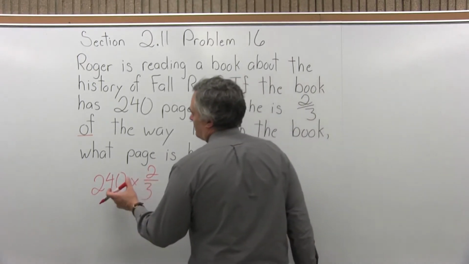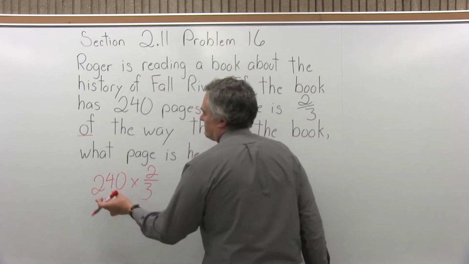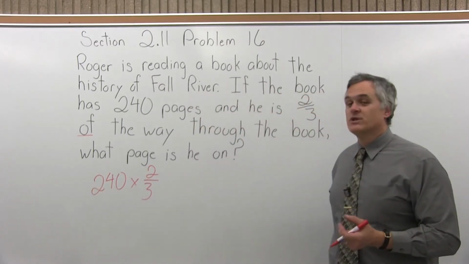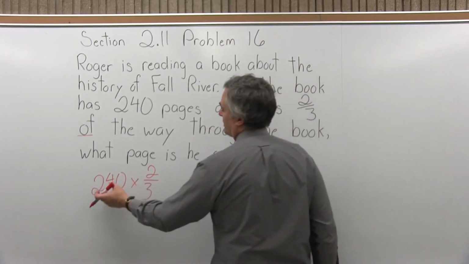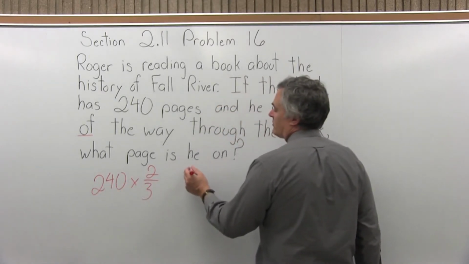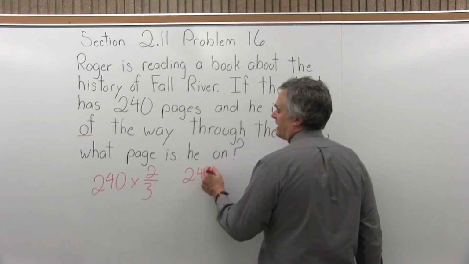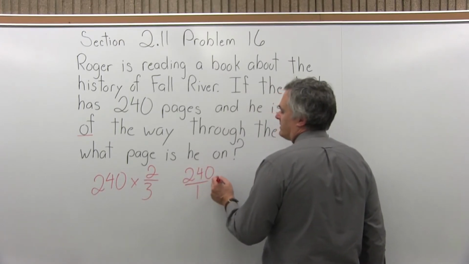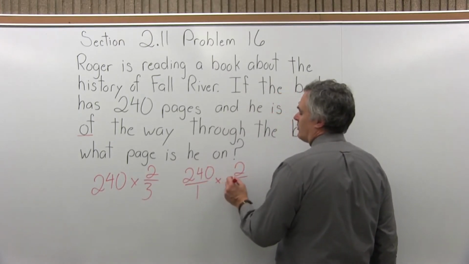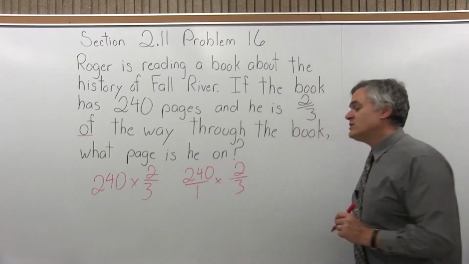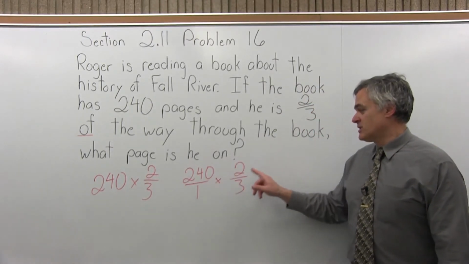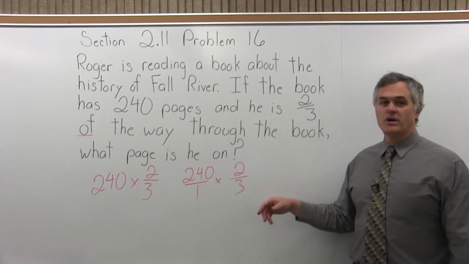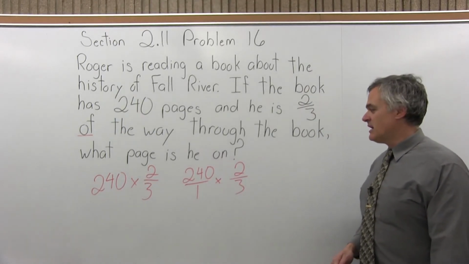So when you multiply fractions, the way to do it is multiply the numerators, multiply the denominators. 240 is written without a denominator. So I can rewrite the problem, 240 over 1 times 2 over 3. So now each fraction has a numerator and a denominator, so you can multiply the numerators right across the top, multiply the denominators across the bottom, get the answer, reduce it if you can.